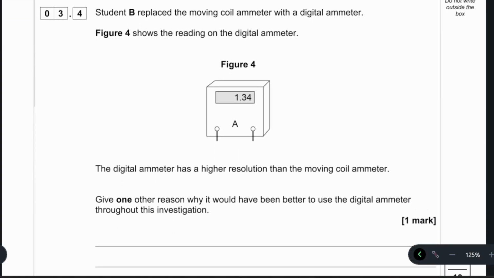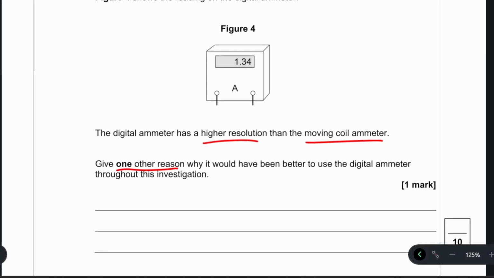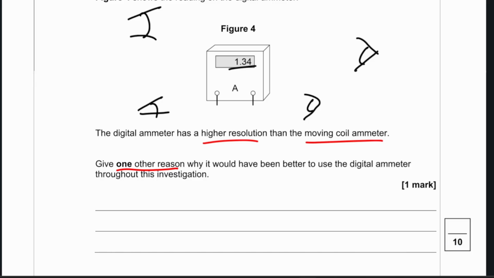Next part of the question: a student replaces the moving coil ammeter with a digital ammeter, and figure 4 shows a reading of the digital ammeter. The digital ammeter has a higher resolution than the moving coil ammeter. Give one other reason why it would have been better to use a digital ammeter throughout this investigation. So one other thing is the digital ammeter is going to be much easier to read and less prone to error. The reason for that is no matter where you're looking from on the digital ammeter, whether from here, or down here, or from the right hand side, it's always going to say 1.34. It's very difficult to read that as anything other than 1.34.